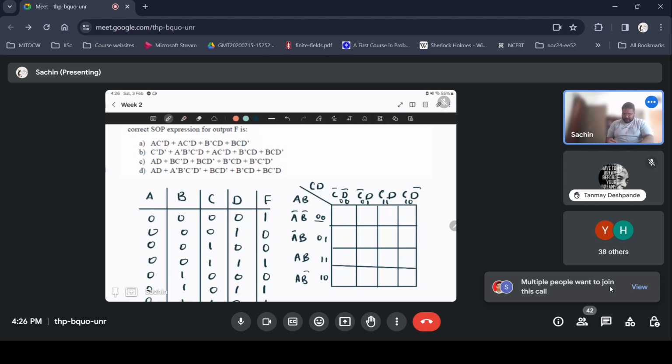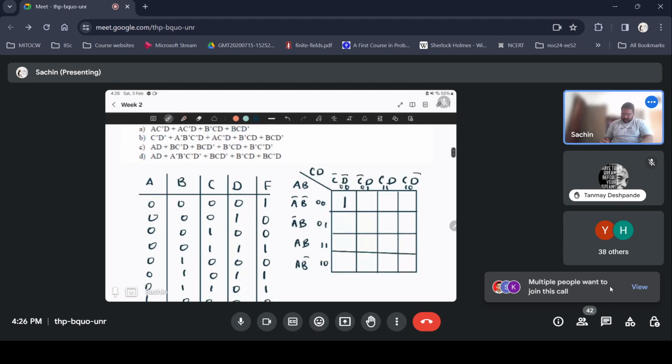For 0, 0, 0, 0, the output is 1. So this is 1. And then the output is 1 for 0, 0, 1, 1. So here you can see this is 0, 0, 1, 1. So this is 1.